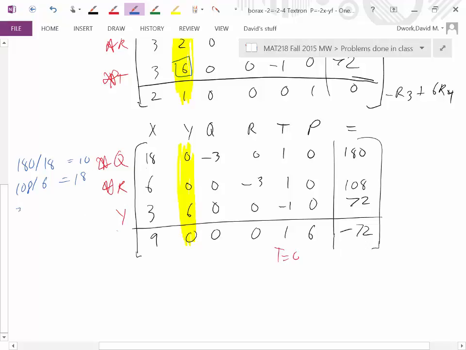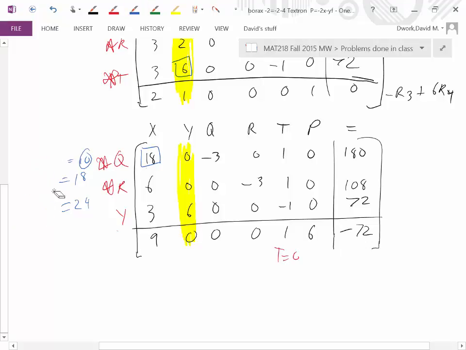Okay, then the last one is 72 divided by 3. 3 goes into 72 two times, so this is going to be in the 20s, so that's too big. So therefore, well, I'll finish anyway. So that would be 12, so that would be 24. So therefore, 10 is our smallest number, so we're pivoting on the 18.